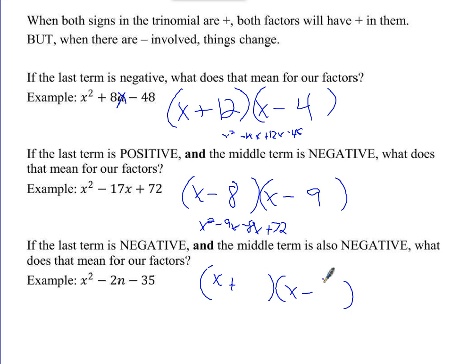So let's think now. Two numbers that multiply to give me negative 35 and add to give me negative 2. 5 and 7. That would make me put my 7 here and my 5 here. Does that work? 5 times negative 7 is negative 35. If I FOIL this out, I have x squared minus 7x plus 5x minus 35. Will the negative 7 and the positive 5 combine to give me what I'm looking for? Yeah. So this is the correct answer.